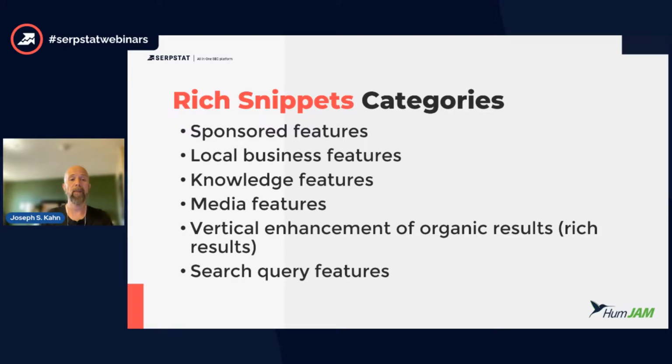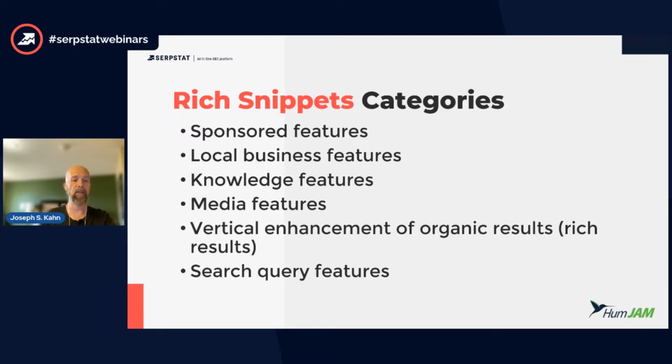So rich snippet categories. So here's the categories. If you're thinking what applies to me, here's the categories: sponsored features, local business. If you have a local business, schema is definitely for you. You need to implement this right away. Knowledge features, media features, vertical enhancements. I mean, if you've got video, if you've got audio, you need schema for that. That'll plug that into Google.